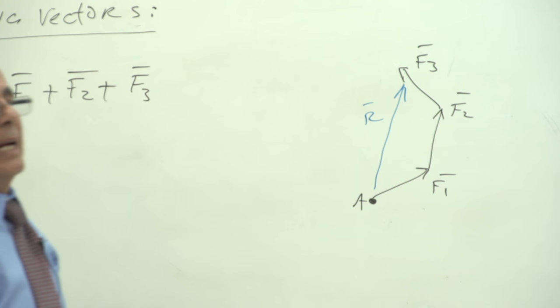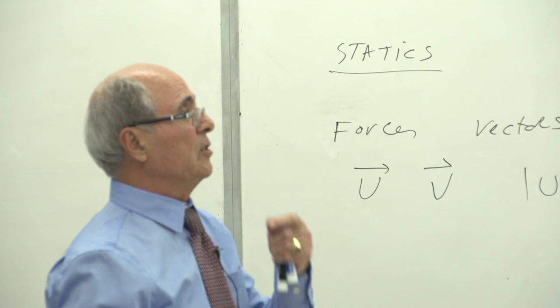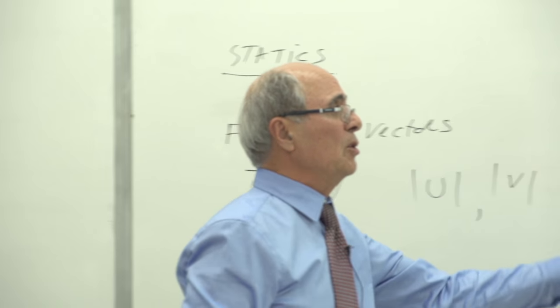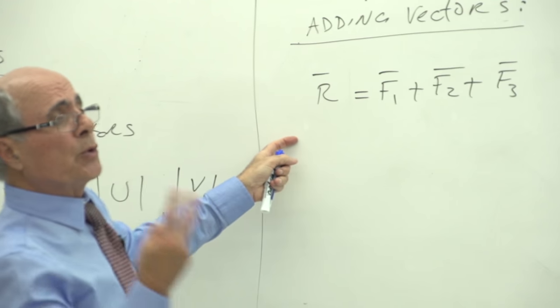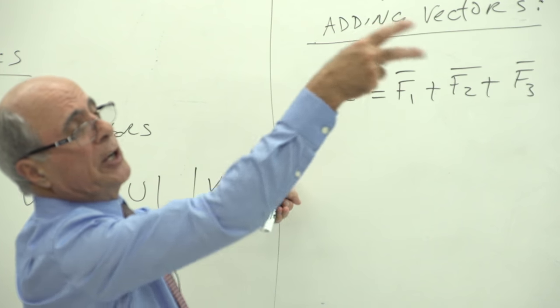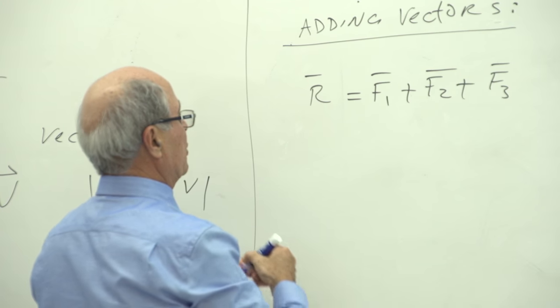Is that correct? And that R, like any vector, has a magnitude and a direction, and you are supposed to find them. This is the formula; you have done it. However, to do that, we are going to use two methods. That's why you see two lines of homework there. The first method is this. Please write it down. Two methods.